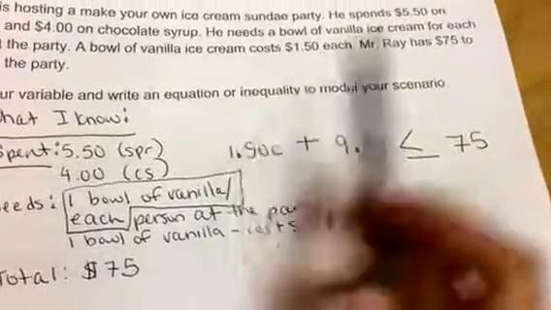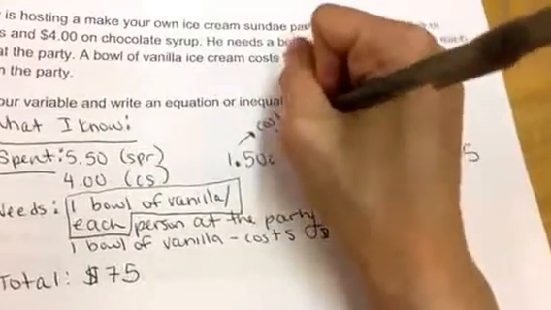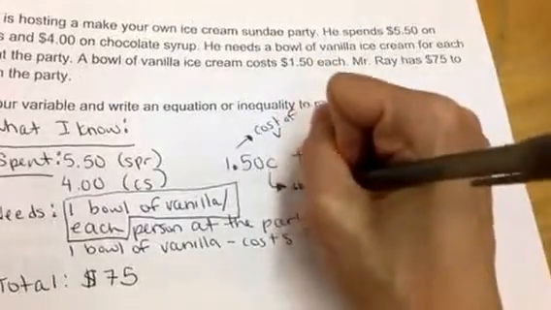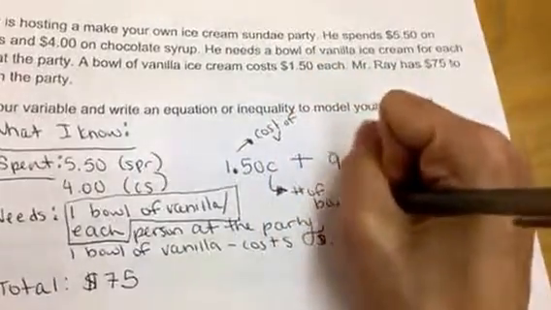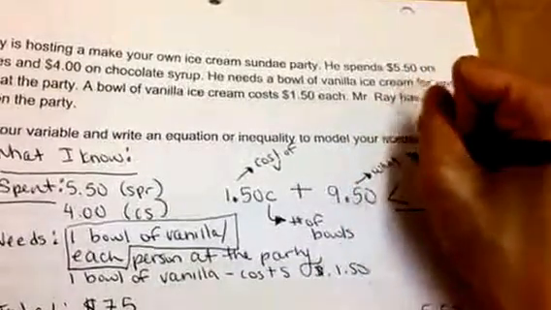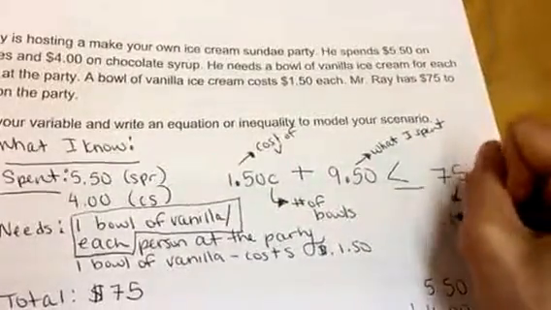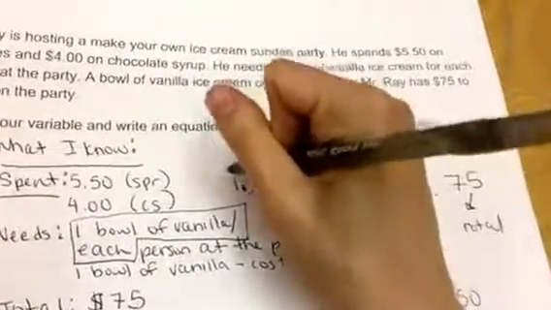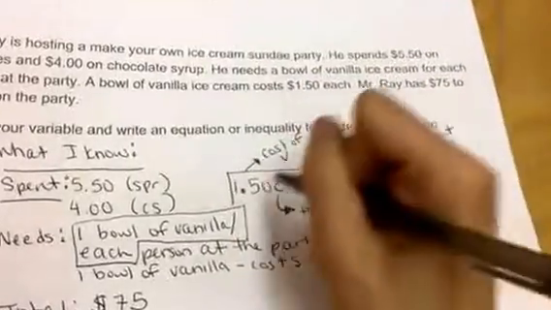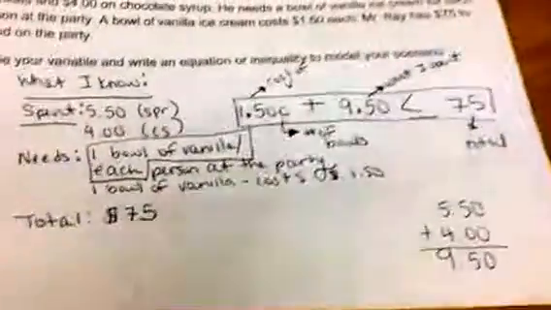$1.50 for each bowl of vanilla. So that's cost of vanilla. This is the number of bowls, which is what I don't know, how many I can buy. This is what I already spent. And this is my total. So there's my inequality right there. Here it is. Okay, and look at all of that writing that I needed to do to get to that.